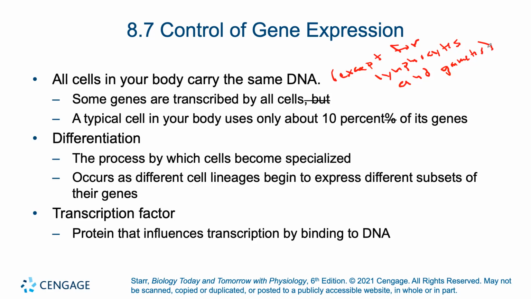Differentiation is the process by which the cells become specialized and occurs as different cell lineages begin to express different subsets of their genes. A transcription factor is simply a protein that says when and where a particular gene is going to be used. All right.